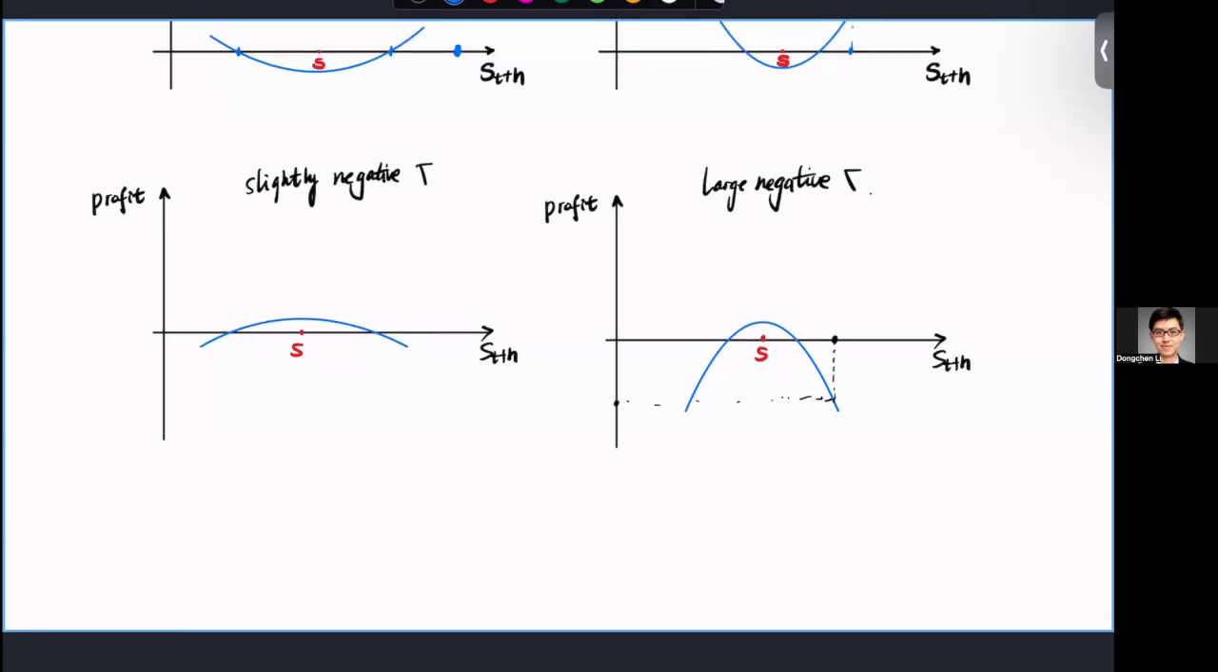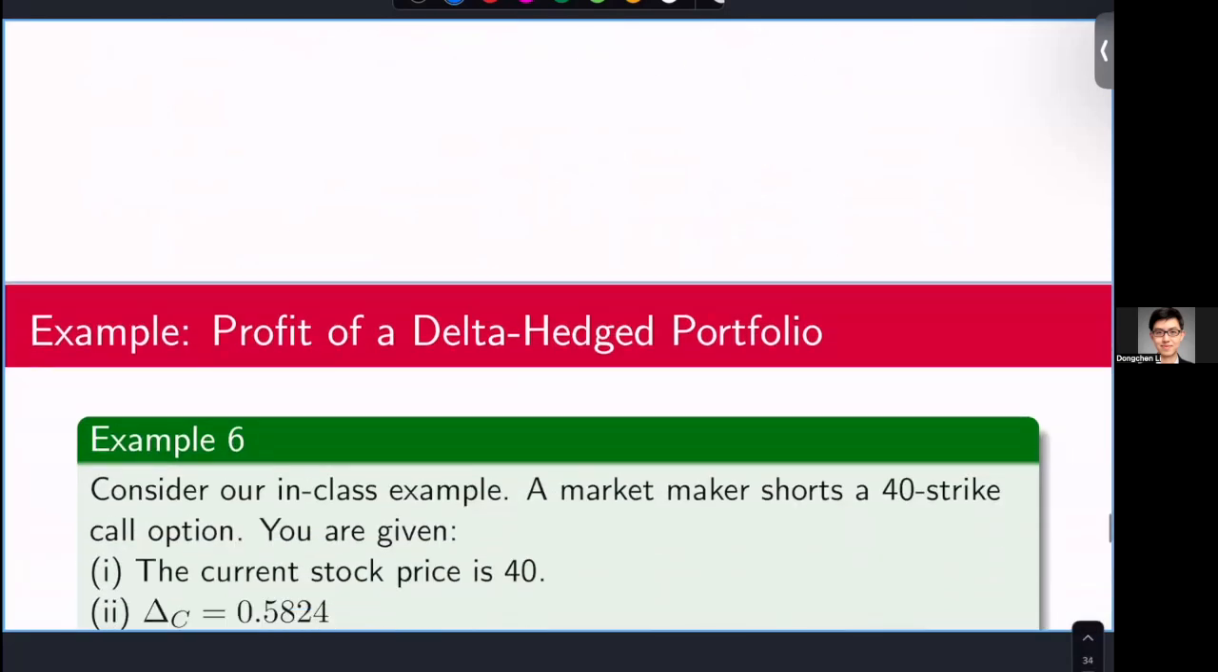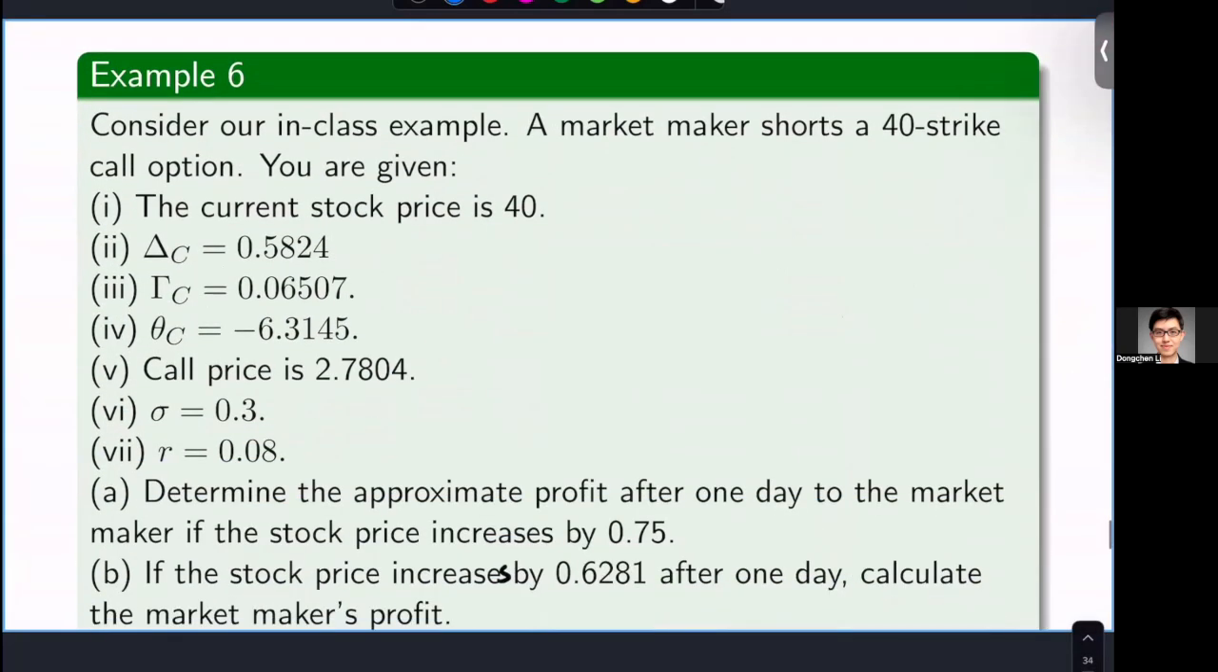Okay, so next, let's practice calculating the profit of a delta hedged portfolio. Let's pay attention to this example 6. We are still using our in-class example. That is, we have a market maker who takes a short position on a 40 strike call option. This call option is actually on 100 shares of stock. So let's just record that fact.